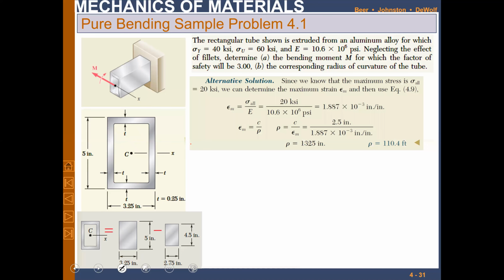Another alternate solution, the easiest one, is this: we know Hooke's law, since we are operating in the Hooke's law region, our sigma allowable value is less than the sigma y value, so we can use this expression, sigma equals E epsilon, right? So from there we calculate epsilon, and rho. The expression for maximum epsilon, c over rho, is known to us. From there we can directly calculate the rho as well, right? So again, both expressions come up with the same solution of 110.4 feet for the curvature.